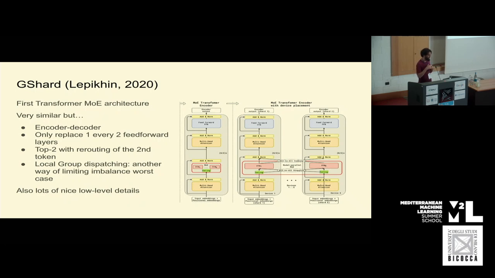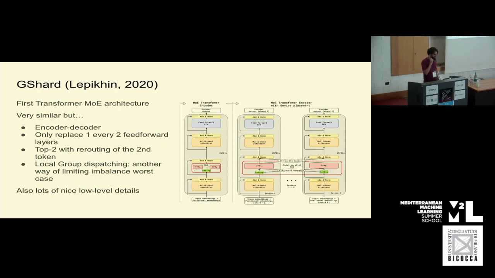I think it's not obvious what the best strategy is. We opted for replacing every layer because it's simpler, and so it's easier to reason about and optimize for. But if you replace every 2 feedforward layers, you can argue that you end up having better trade-offs, right? And you can also try to put the MOE layers just at the end or at the beginning. So there are variations of that.